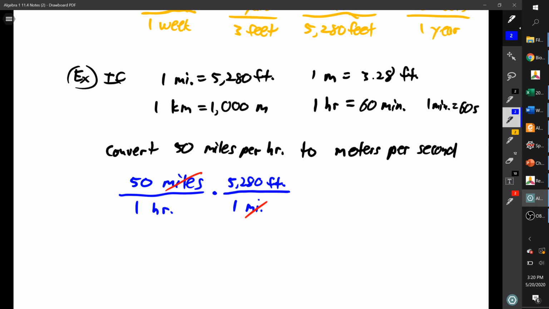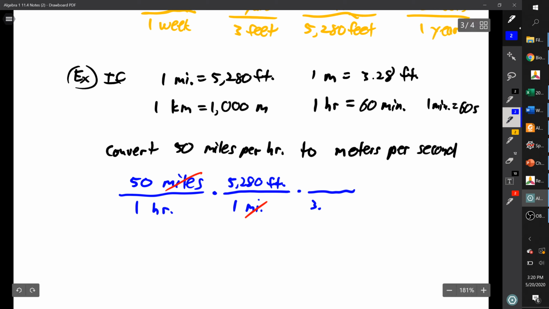I know I'm no longer dealing with miles, but I want meters. I currently have feet per hour, because feet is what's left on top and hours is on the bottom. So I need to get rid of feet. I don't want to use the conversion factor I just used because that'll take me back to miles. So what else do I have that has feet in it? Well, I have 1 meter equals 3.28 feet.